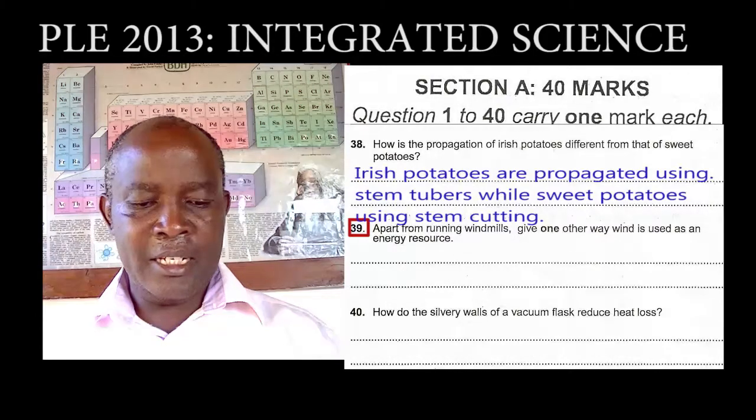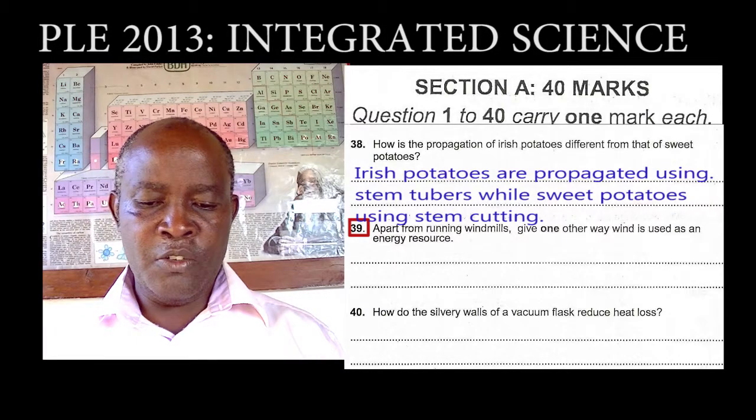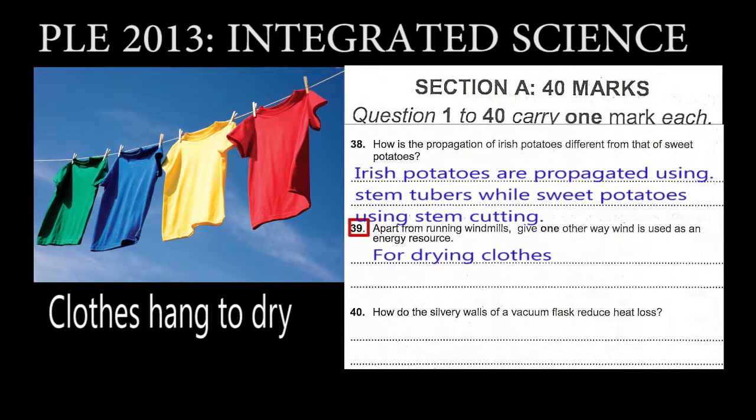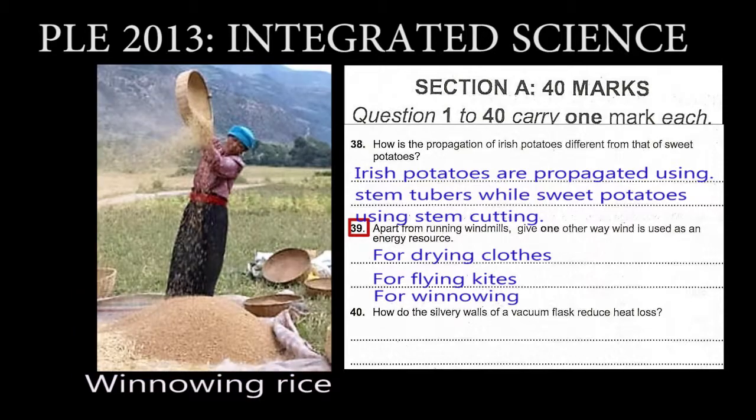Number 39. Apart from turning windmills, give one other way in which wind is useful as an energy source. It is used for drying clothes, for flying kites, for winnowing.